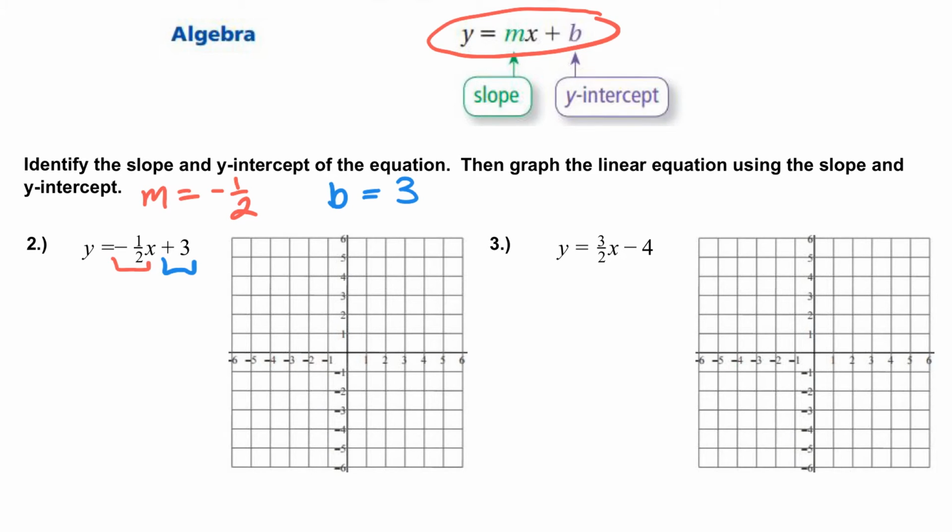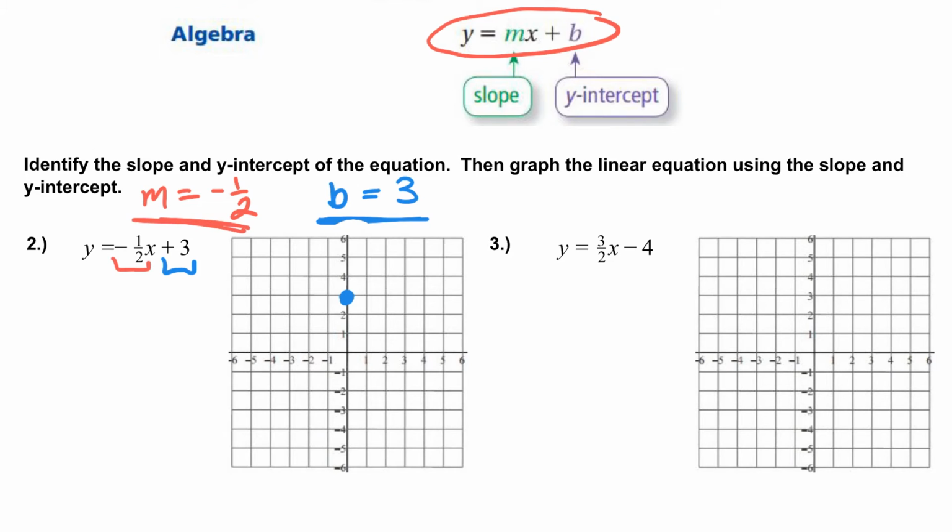Now when we go to graph this, our first step is going to be to graph our y-intercept. And our y-intercept is always on the y-axis. So the first point that we graph on all these linear equations is going to be on the y-axis right here, this vertical axis. Okay, so let's start by graphing positive 3 on the y-axis. So here's our y-axis. There is positive 3 on the y-axis. There is the first point on our line.